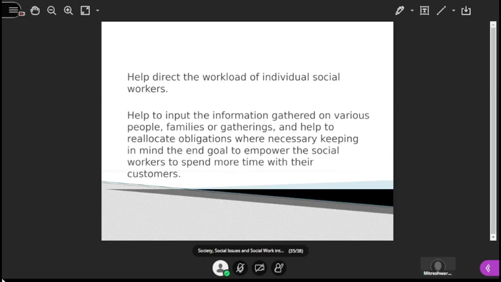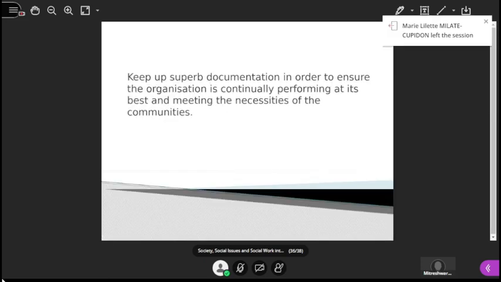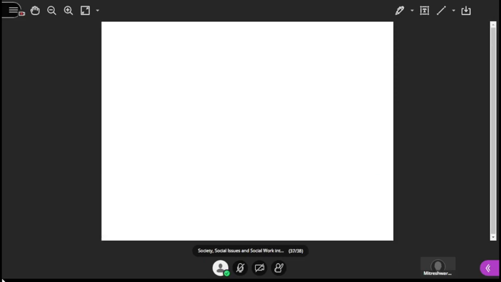Help direct the workload of individual social workers, help to input the information gathered on various people, families, or groups, and help to reallocate obligations where necessary, in order to enable the social workers to spend more time with their clients. Also, keep up excellent documentation in order to ensure the organization is continually performing at its best and meeting the necessities of the communities.